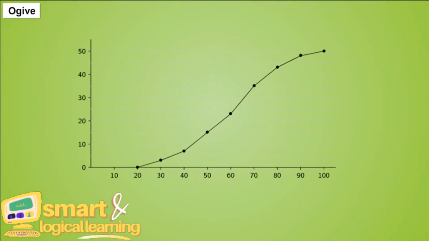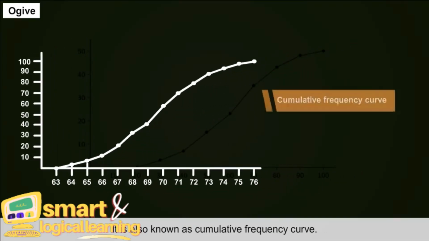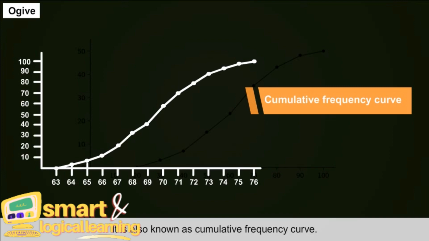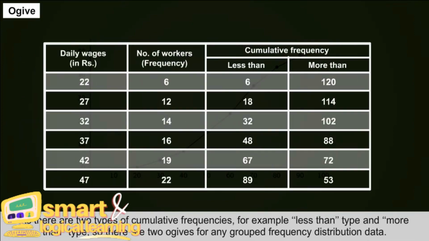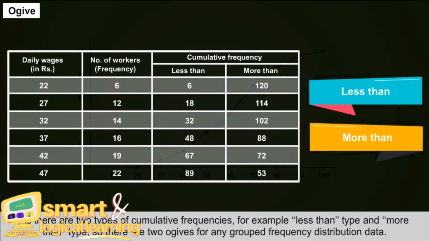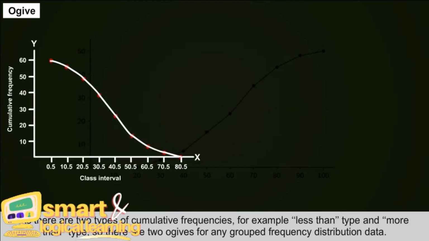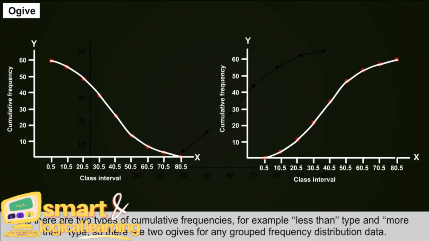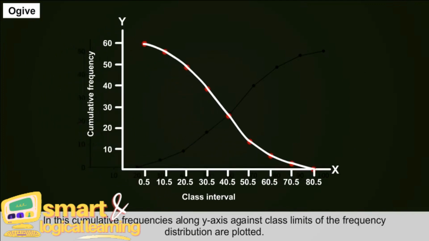Ogive. It is also known as cumulative frequency curve. As there are two types of cumulative frequencies, for example, less than type and more than type, there are two ogives for any grouped frequency distribution data. In this, cumulative frequencies along the y-axis are plotted against class limits of the frequency distribution.